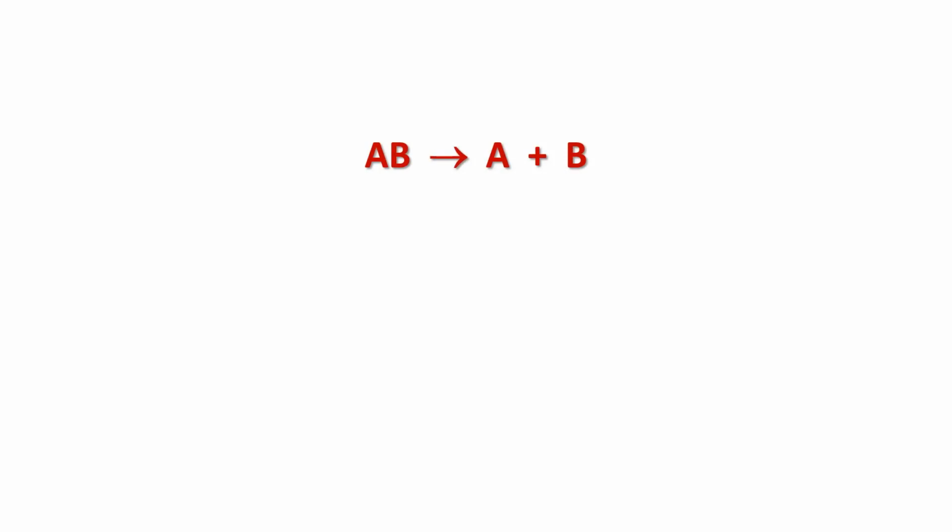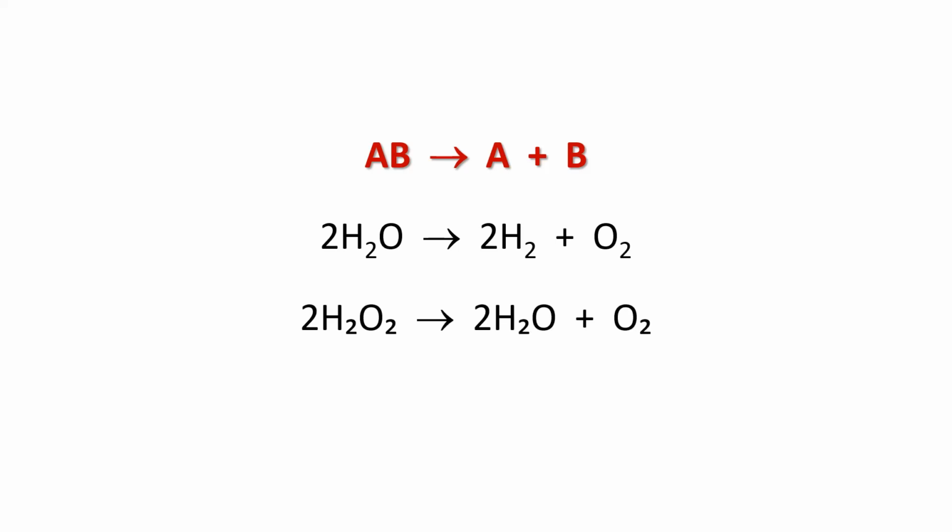A decomposition reaction involves a single reactant compound being broken into smaller chemical species. Examples would be the opposite of what we just saw. Starting with water and breaking it down into hydrogen and oxygen, you can do this quite easily by passing electricity through water. Another example would be the decomposition of hydrogen peroxide into water and oxygen.